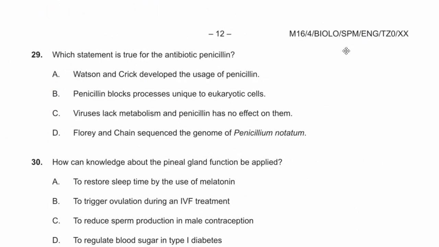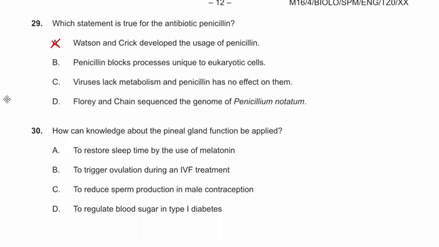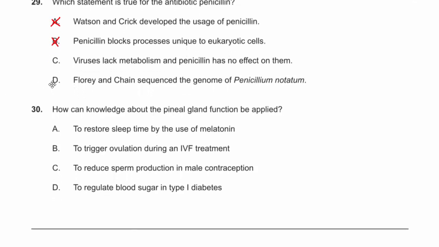29. Which statement is true for the antibiotic penicillin? Watson and Crick developed its usage, and that is wrong because I happen to know that Watson and Crick discerned the structure of DNA. B. Penicillin blocks processes unique to eukaryotic cells. No, it's the other way around. Penicillin blocks processes in bacterial cells. That's why we like to use it to treat bacterial infection.